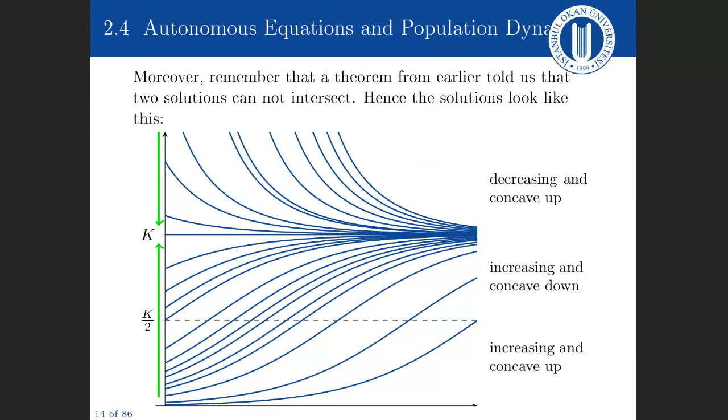We can't have a solution which goes up like this because then it would intersect with y equal to k. So instead, the solutions can get closer and closer to y equal to k, but they can't touch it. They can't intersect with it. And then finally, in the top part, we found that the solutions must be decreasing and concave up. And again, they can't cross over the y equal to k line, but they can get close to it.